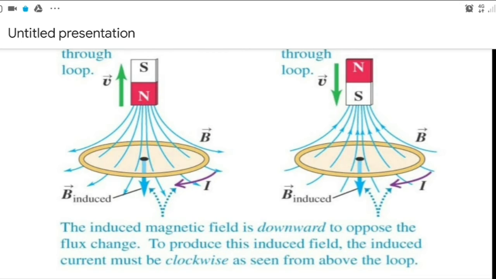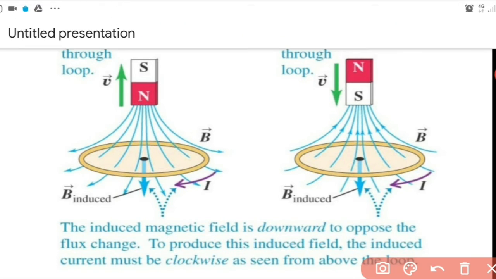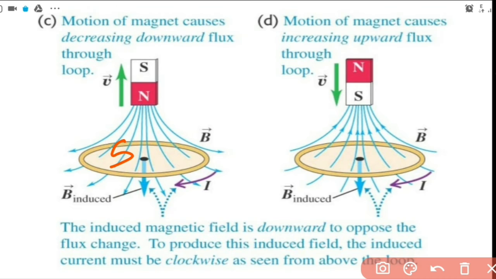Now coming to the next case, when the north pole is going away from the wire loop. As we said, south pole is to be induced on the upper side of the wire loop. For south pole to be induced, current should flow in clockwise direction. So that case we have already discussed.